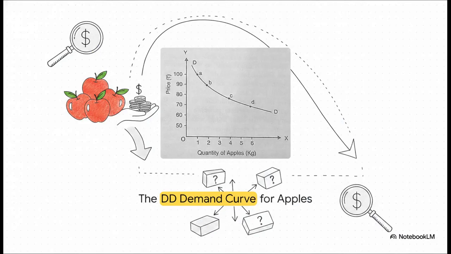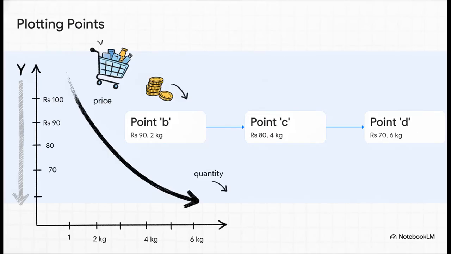Let's move to our next section, plotting the curve, the visual payoff. All right, here is where the magic happens. Let's build out a canvas to actually visualize that raw data. On the vertical y-axis, we have the price in rupees, starting from 0 at the bottom and going all the way up to 100. On the horizontal x-axis, we have the quantity of apples in kilograms, stretching from 1 to 6. This exact framework is the foundation for our demand curve, which, by the way, economists label as the DD curve.